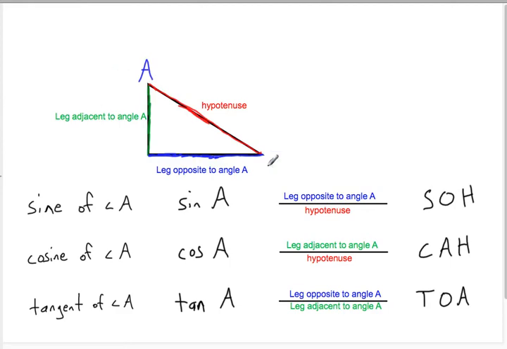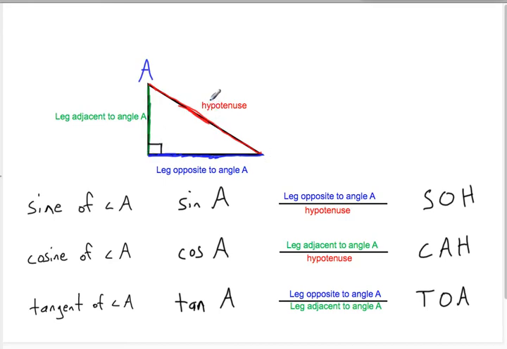So given this right triangle here, if we're talking about angle A, for instance, then the leg closest to angle A, or the one touching angle A, we call the leg that is adjacent to angle A. And this blue leg, we would call the leg opposite of angle A, and the hypotenuse, which is always opposite the right angle, is here in this case. So if you're talking about angle A: adjacent, opposite, and hypotenuse.